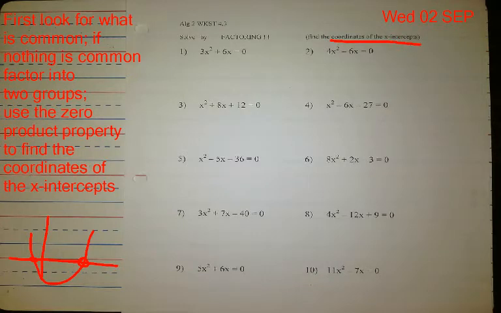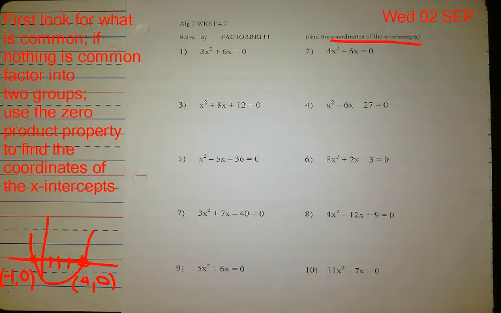And so we would know this one might be negative 1, 0, and this one might be 4, 0. So we're looking for the coordinates, the x, y, for these points. That's what we want. All right?